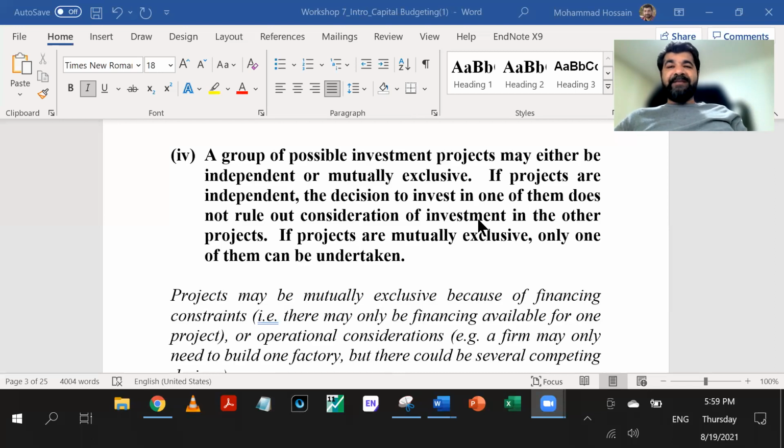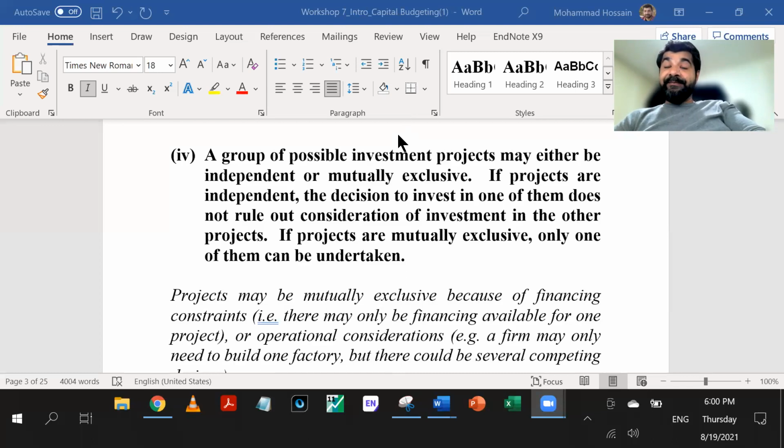All right, going back. A group of possible investment projects may either be independent or mutually exclusive. When you go mutually exclusive, it means, let's say you have two options, project A and project B. If you go for project A, you cannot go for project B. Or if you go for project B, you cannot go for project A. Any one you have to go for. This is mutually exclusive.